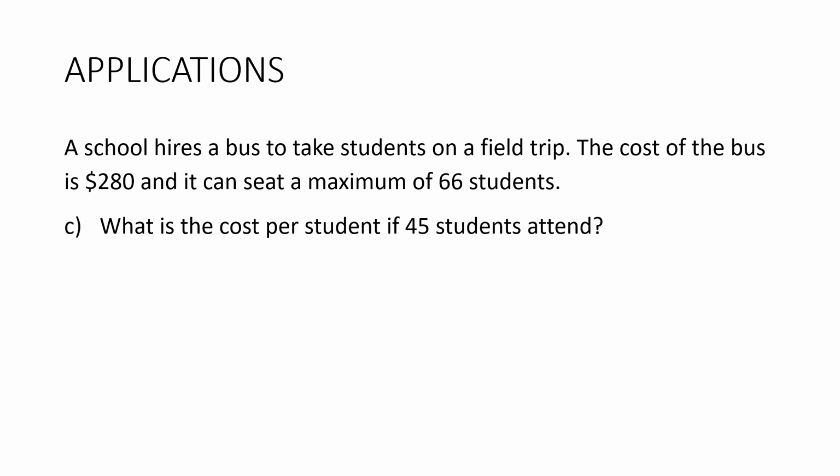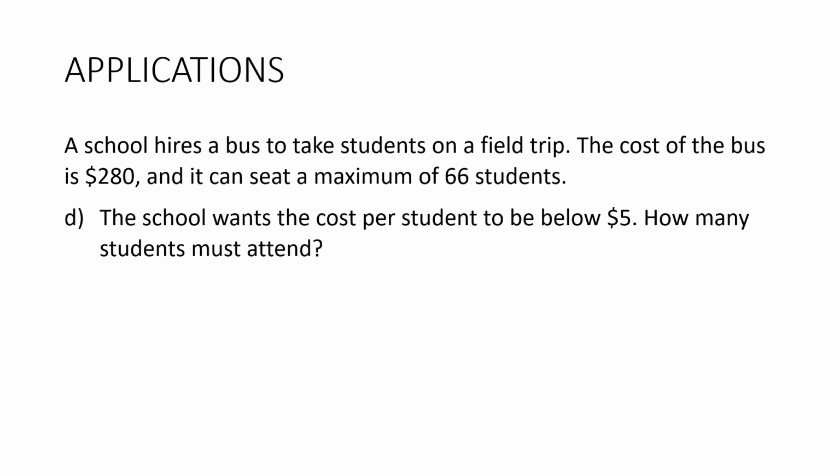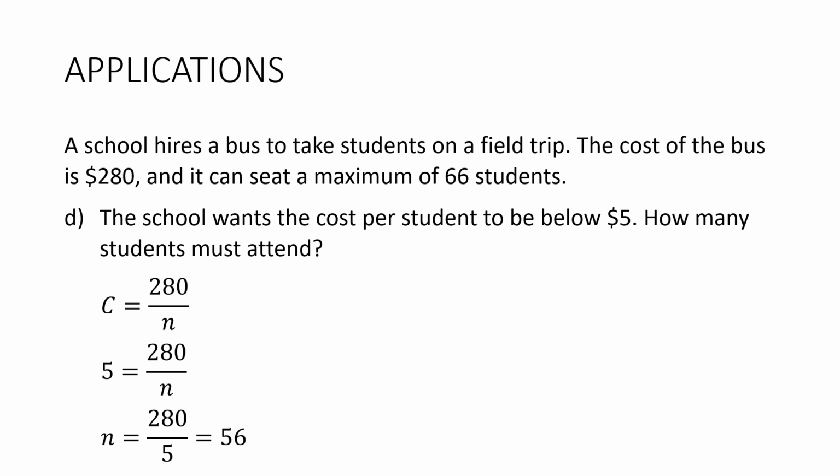C, what is the cost per student if 45 students attend? We just substitute that into our formula, and it's equal to $6.22. D, the school wants the cost per student to be below $5. How many students must attend the excursion? So this time we're going to substitute in C is equal to 5 and solve. We need 56 students to attend.